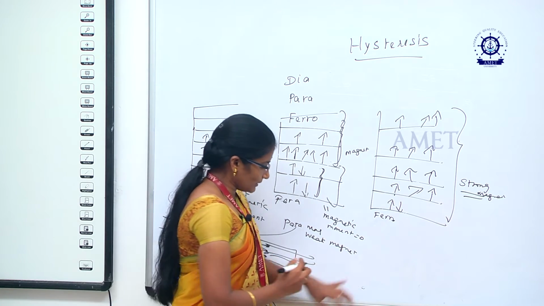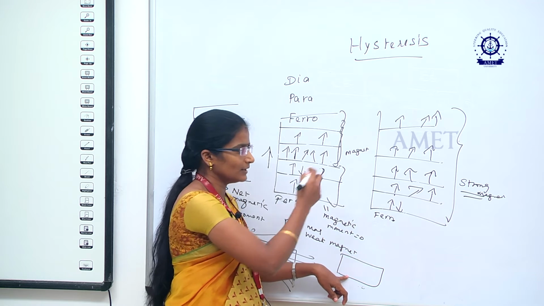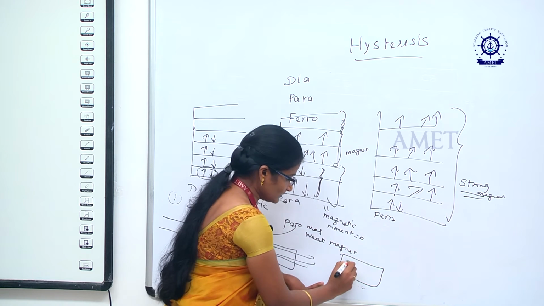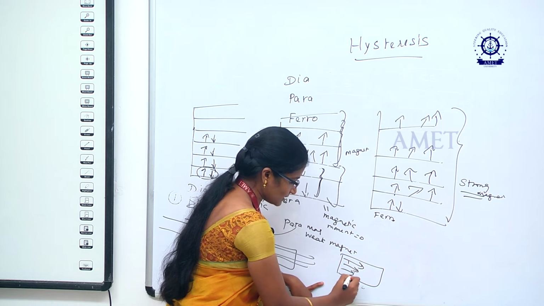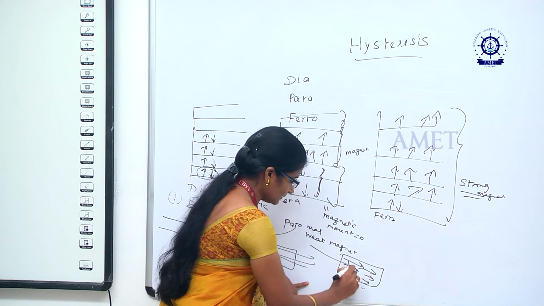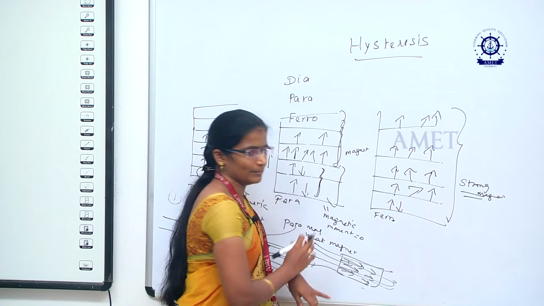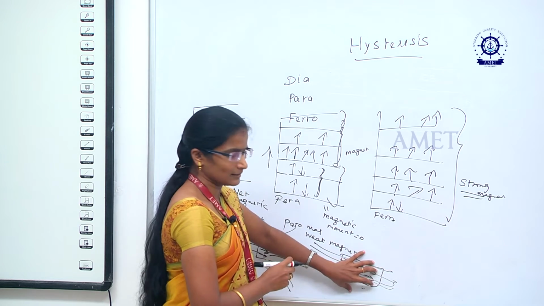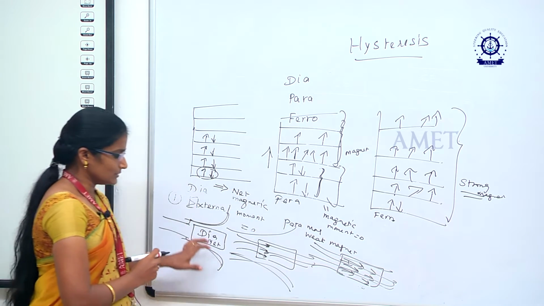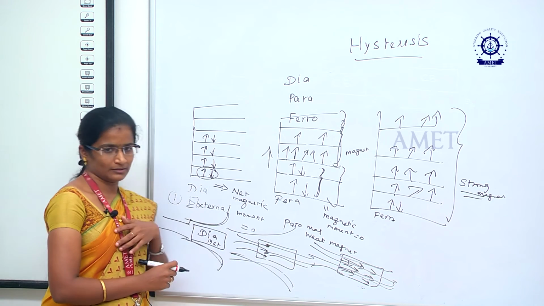Okay, the next one, ferromagnetic material. In the case of ferro, we already know all the spins change their direction according to your field. So all the external magnetic lines go inside the material. So at that time it acts as a strong magnet. So this is the main comparison between dia, para and ferromagnetic material.